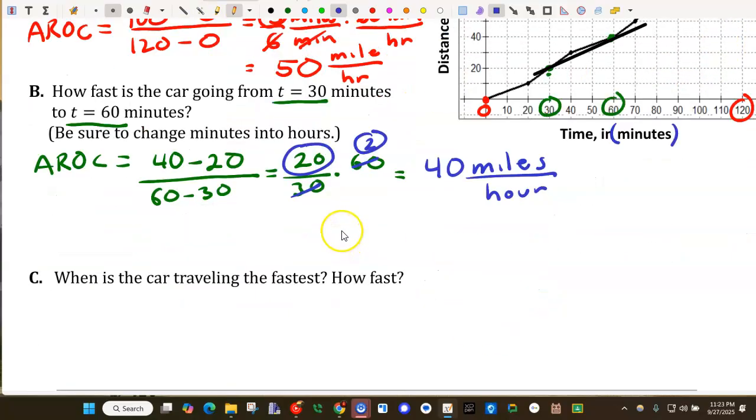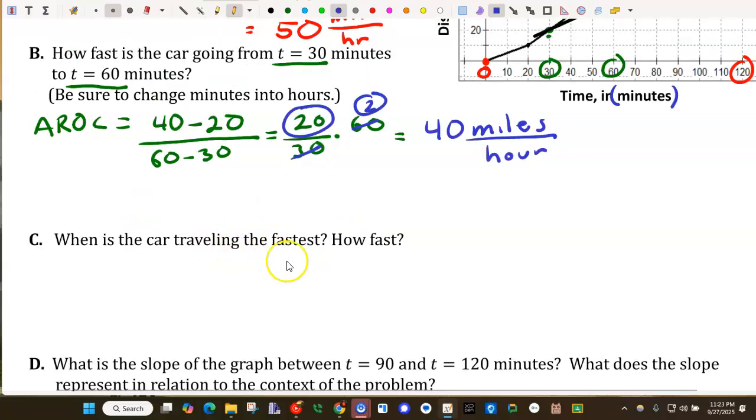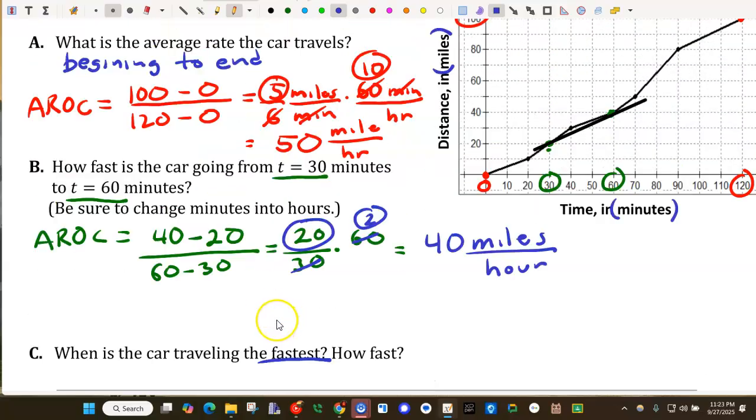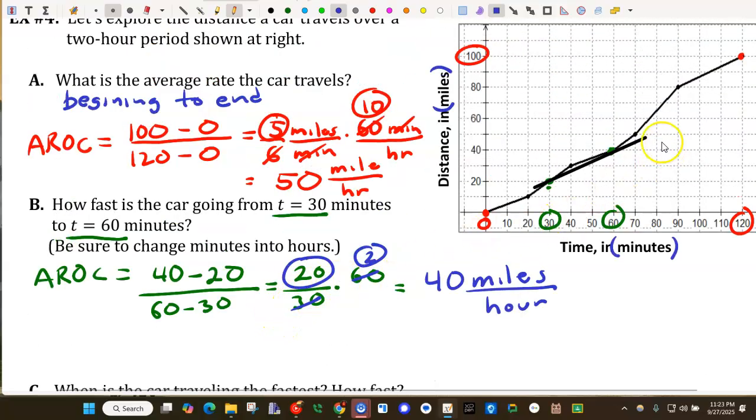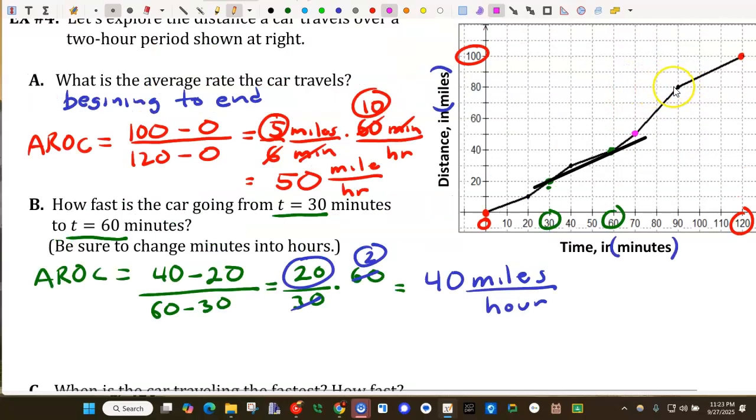All right, next it says, when is it traveling the fastest? How fast was it traveling? So fastest, right. What does that actually mean mathematically? Highest rate of change, aka highest slope. So we're looking at the graph, where is the slope the highest? Probably between right here and right here. That's the steepest part of this entire graph, from 70 minutes to 90 minutes. For those 20 minutes, that's when we're going the fastest.